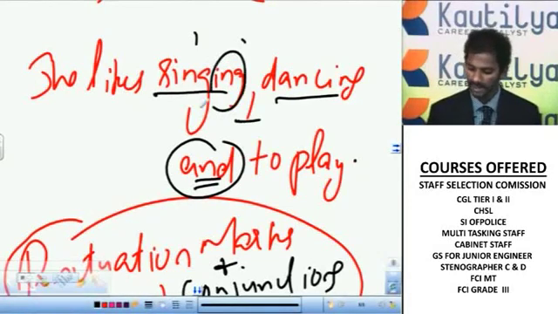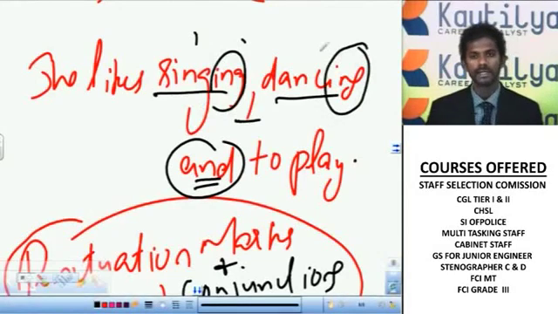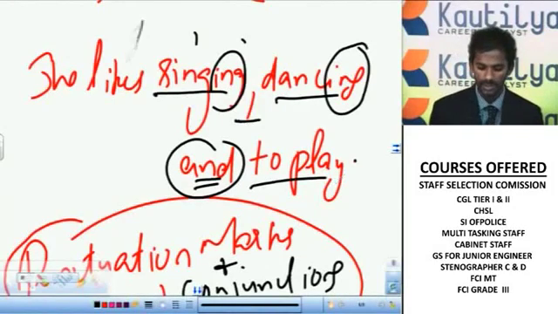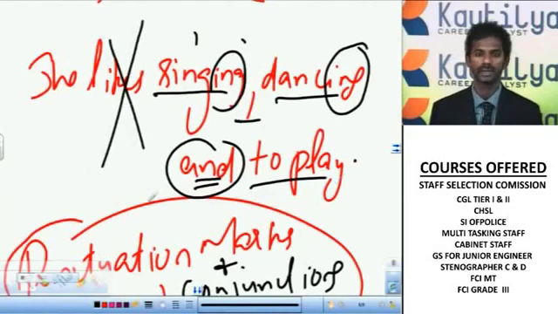Second idea is dancing, that is also in the ing form. So there is parallelism between the first idea and the second idea. What about the third idea? And to play. To play is infinitive form. Play is a verb. So to play is to plus verb, infinitive. So here 2 ideas are in the gerund form, ing form, and the third idea is not in the ing form. So in this sentence there is no parallelism.